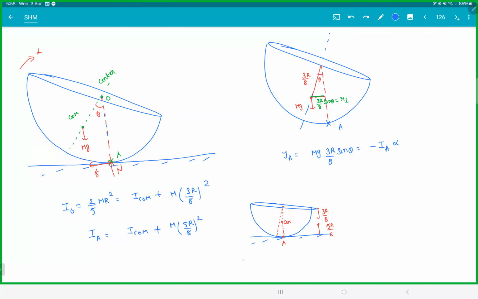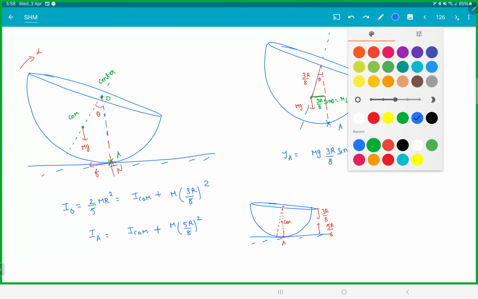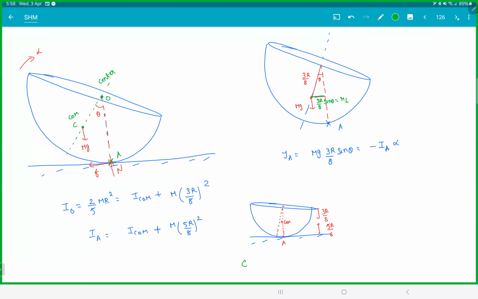So you can write center of mass now. Let's call it C. So CA is approximately 5r/8 since theta is small. So you solve from here, then IA will come. And for small angles, we know alpha, this guy will be 3mgr/8 IA theta. That's your omega square. Clear?